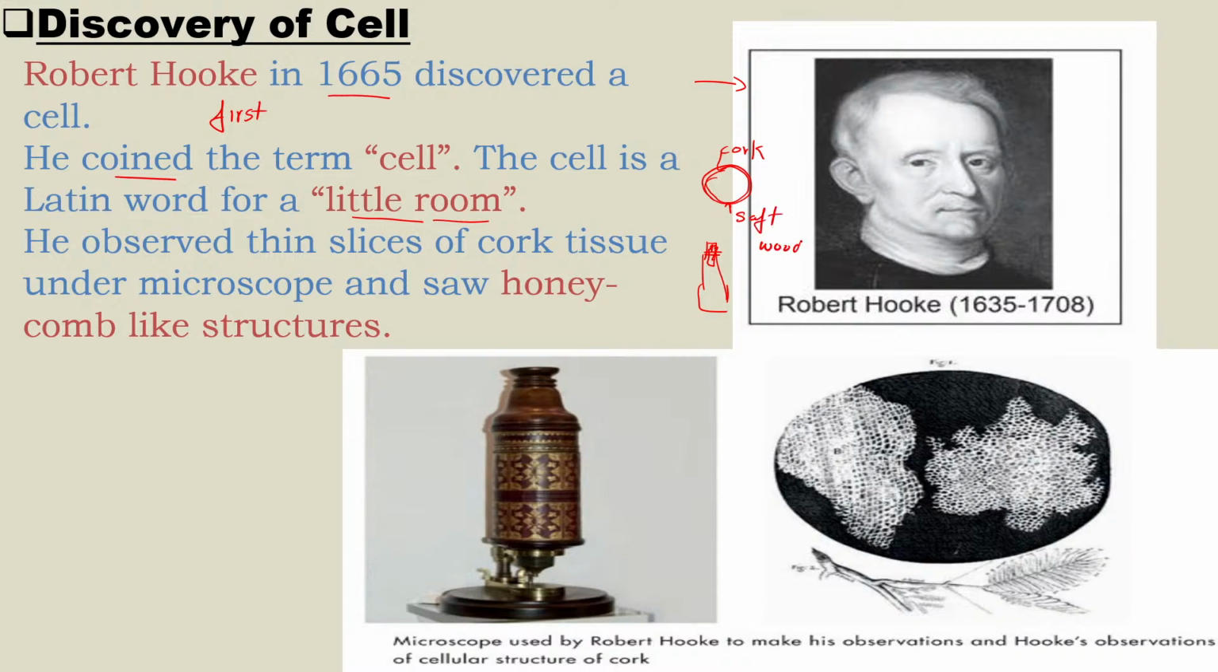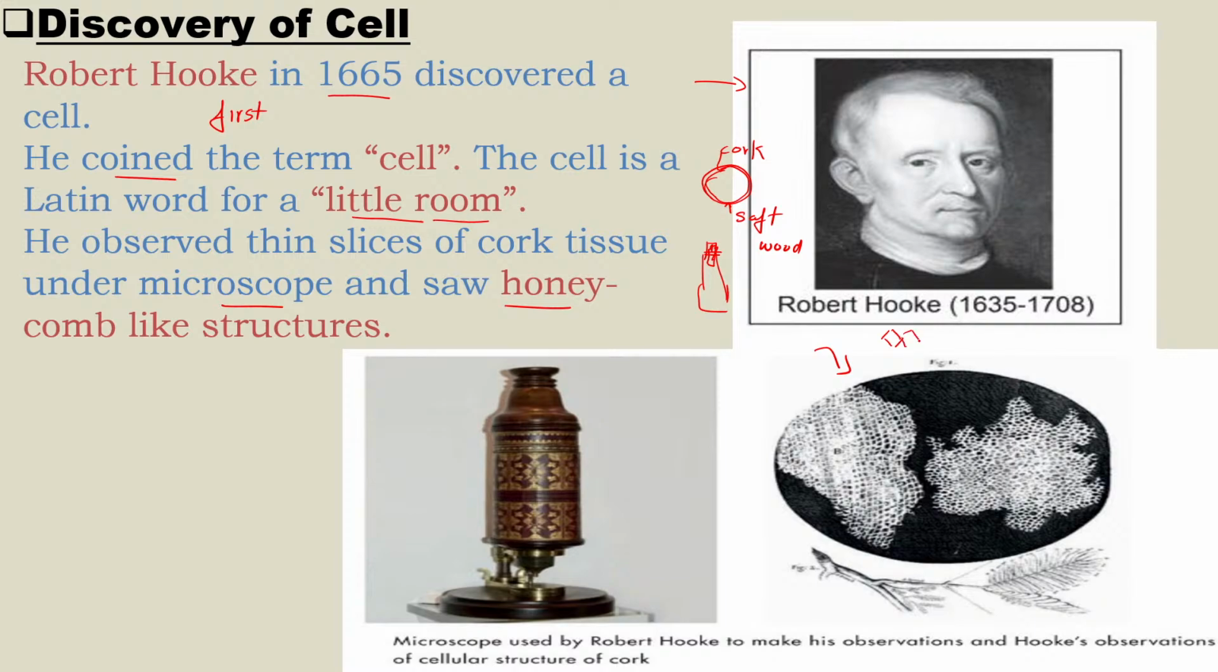Okay, therefore this scientist, Robert Hooke, used that cork. He made thin slices of it using a blade. He made very, very thin slices of it, and he tried to observe them under the microscope. And when he observed them under the microscope, he saw honeycomb-like structures like this, something like a honeycomb.